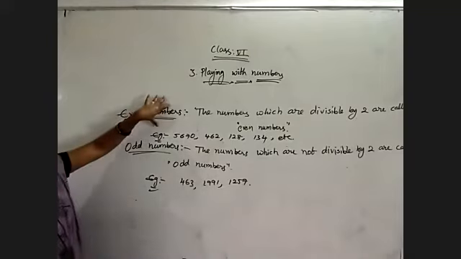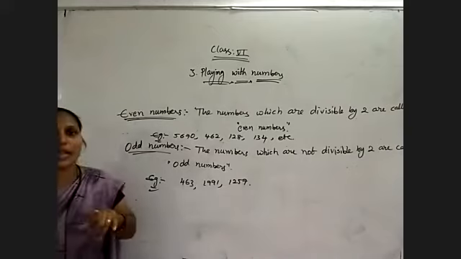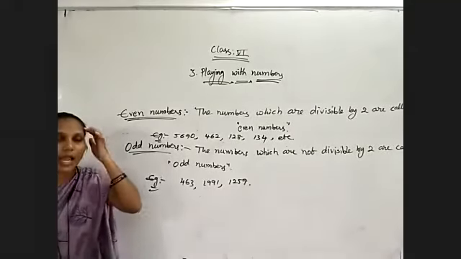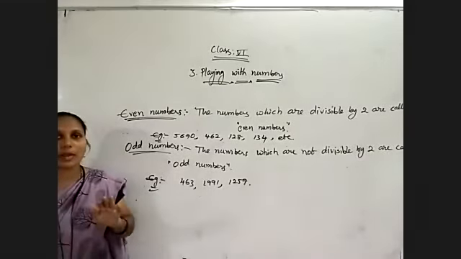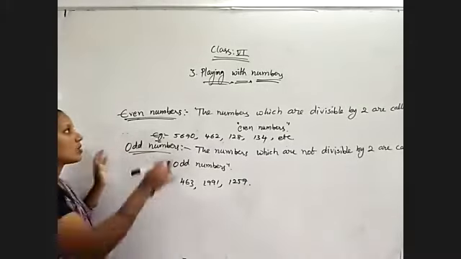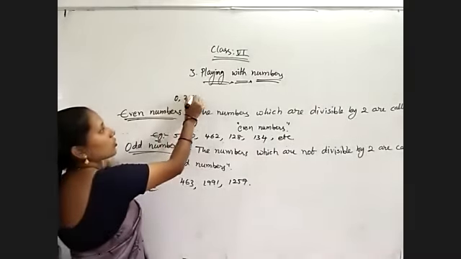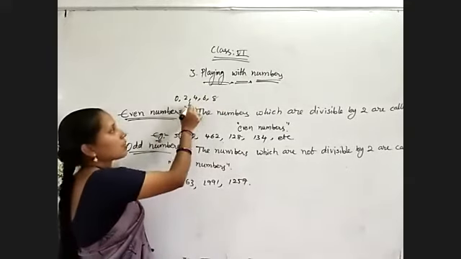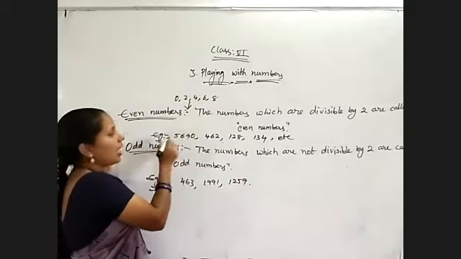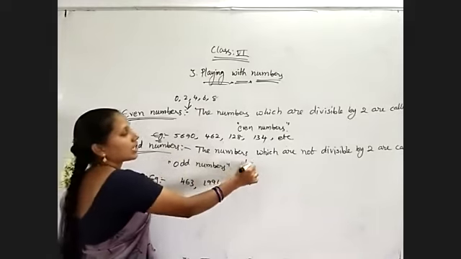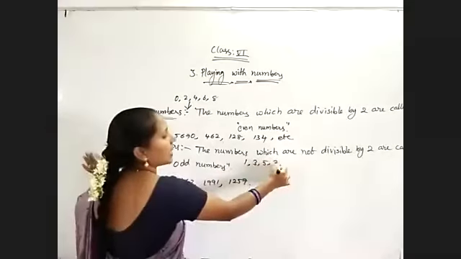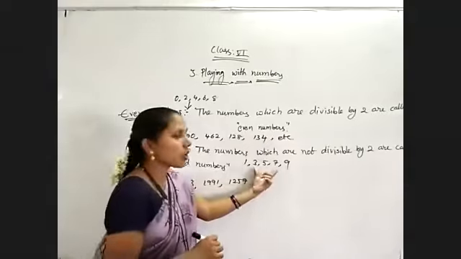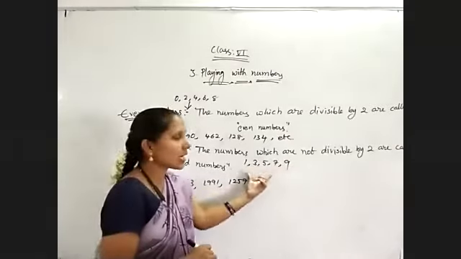So even numbers are nothing but the numbers which are divisible by 2, and those which are not divisible by 2 are called odd numbers. So the numbers which have 0, 2, 4, 6, 8 in their units place are divisible by 2, so those are even numbers. And the numbers which have 1, 3, 5, 7, 9 in their units place are not divisible by 2. So these are called odd numbers.